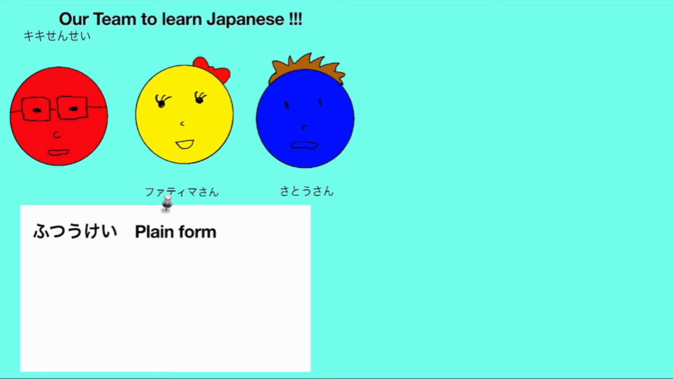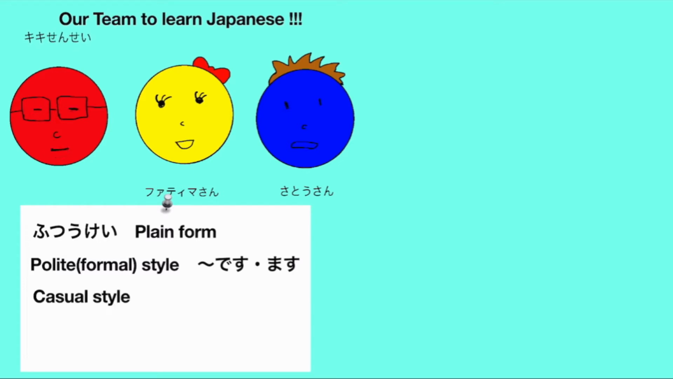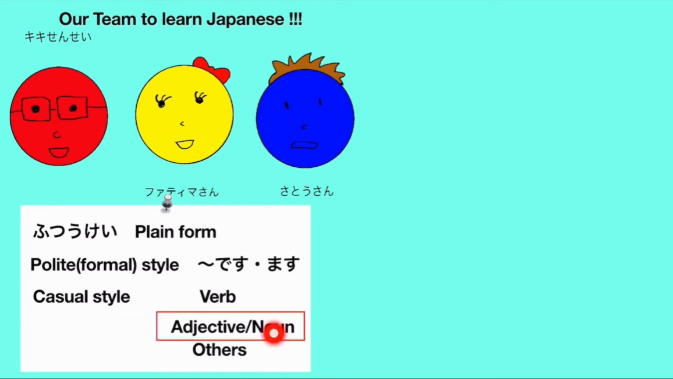Today we are going to learn 普通形, Plain Form 2. In Japanese conversation, we have two styles. One is polite formal style, and we use 何々です, 何々ます. The other one is casual style. We use special forms of verbs, adjectives, nouns, and other aspects. Today we are going to learn casual style, plain form for adjectives and nouns.